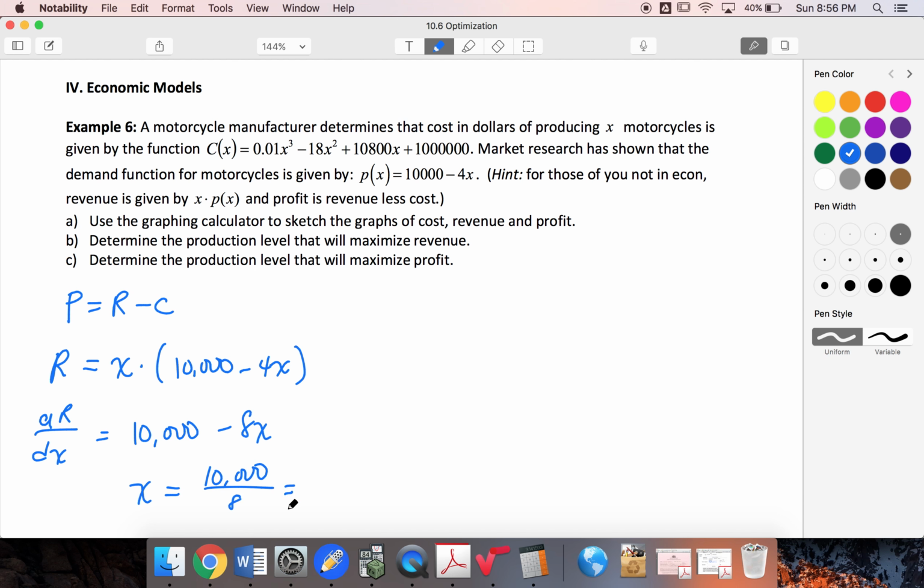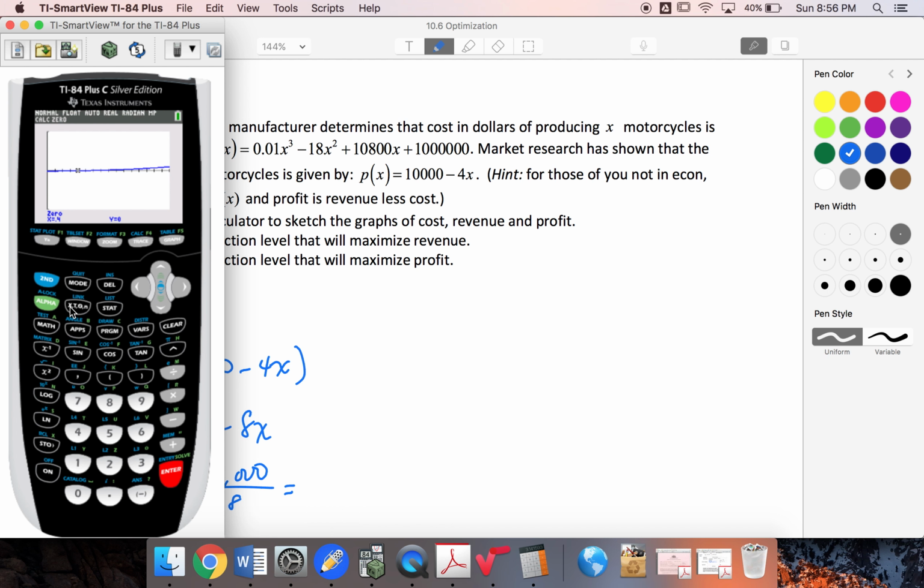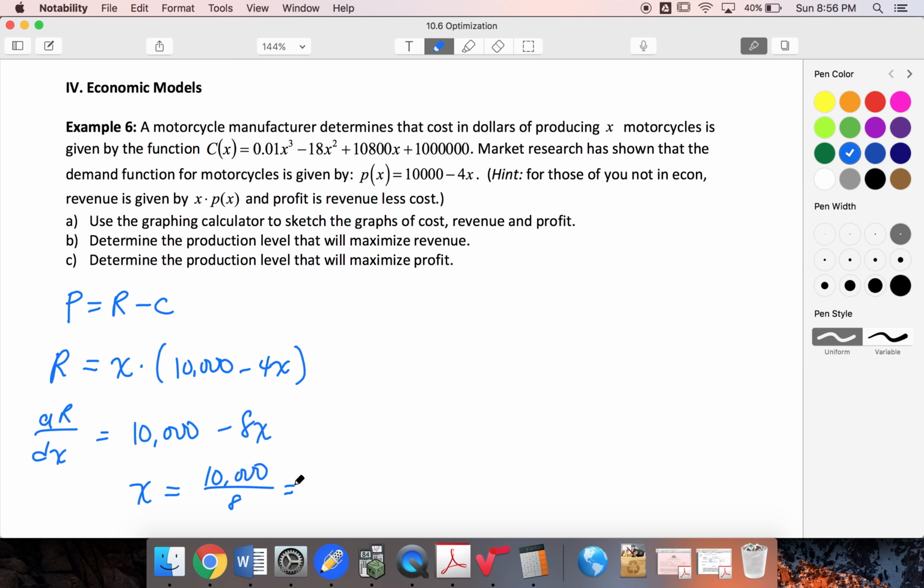And then, I don't know what that is off the top of my head. Remember, being good at math doesn't mean that you have to be good at arithmetic. So 1,250. What's our unit here? Motorcycles. All right, and now the production level that maximizes profit.